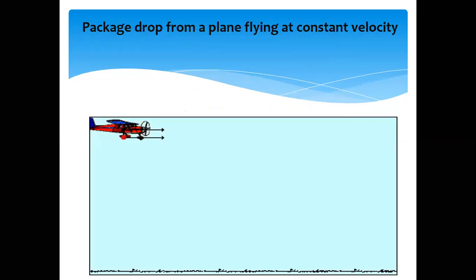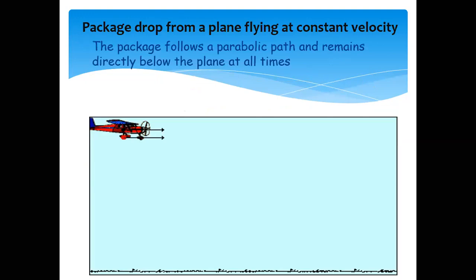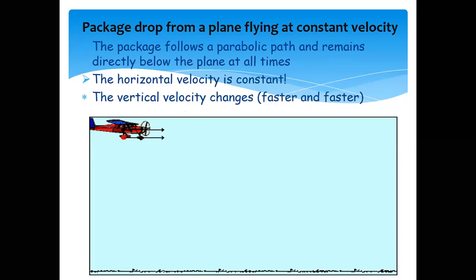So this is how a plane's package is dropped. A package falls in a parabolic path and remains directly below the plane. A plane is just dropping a package. The horizontal velocity is constant, but the vertical velocity changes, getting faster and faster. Vy is increasing. Vx is always the same.